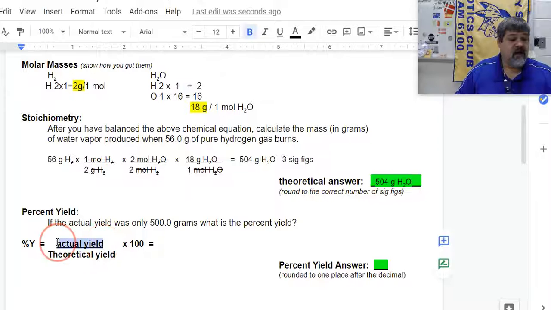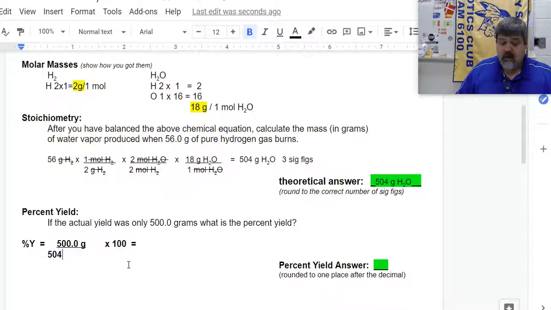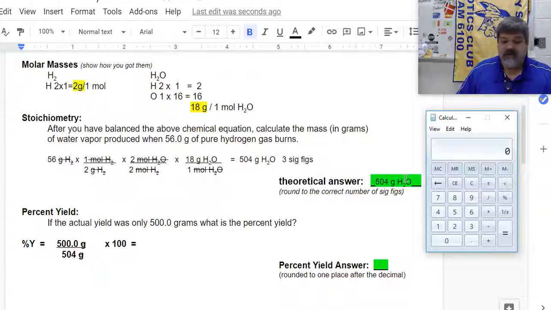I'm going to replace the actual yield with the number in here. It says actual yield 500 grams, so up here we're going to put 500 grams. And on the bottom, we're going to put our theoretical yield, which is 504 grams. Our grams can cross off. So now we can do our math. We're going to have 500, start with 1 on top, divide that by 504. Hit equals, and then multiply that by 100 to get our percentage.